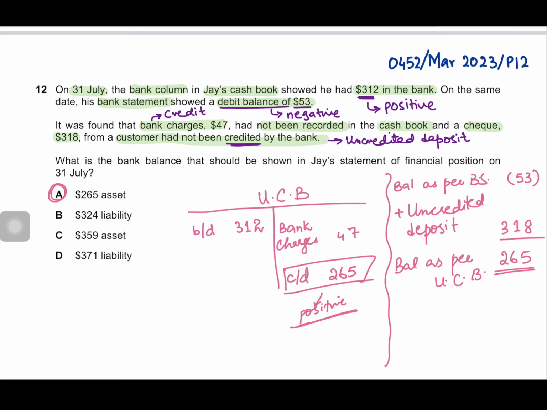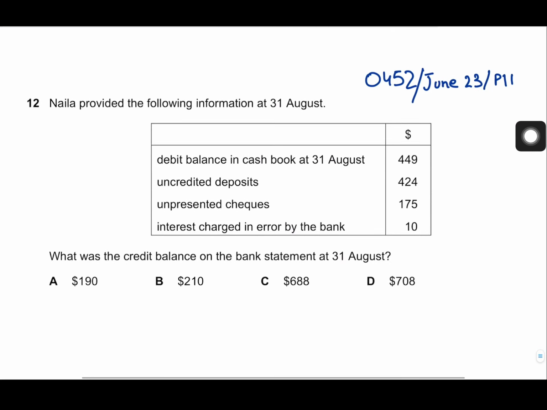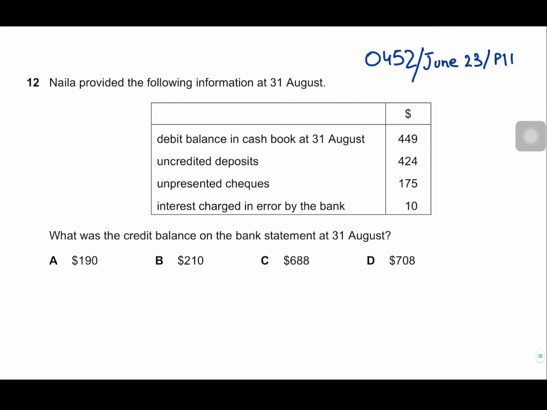But this is only possible if we have the balances, the two non-reconciling balances of the two statements. Let's move towards the next question. It says Naila provided the following information at 31st August.